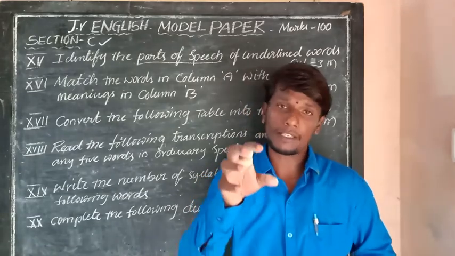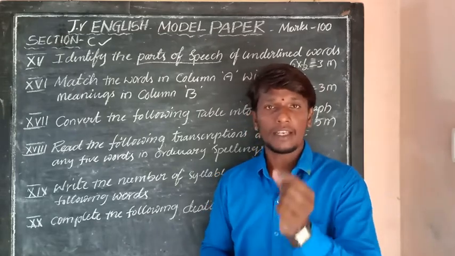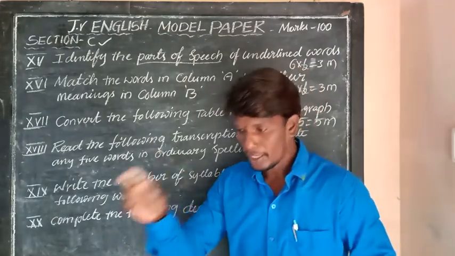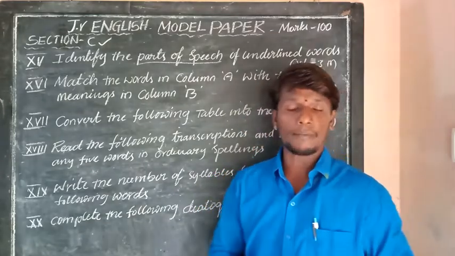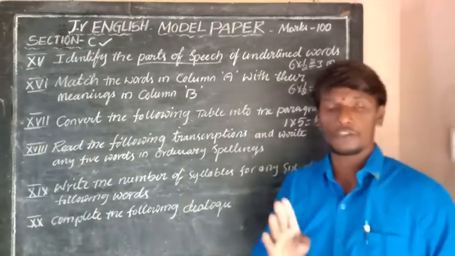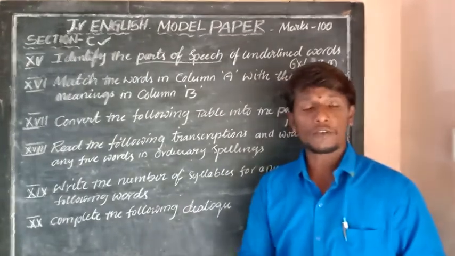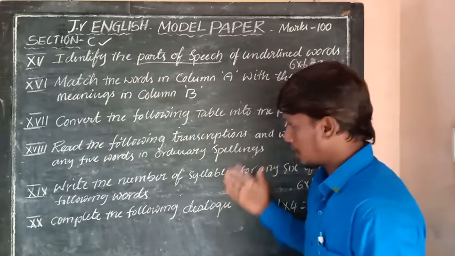How many syllables are there in a particular word? You need to count the syllables and write whether it is a monosyllabic, disyllabic, trisyllabic, tetrasyllabic or polysyllabic word. This question is for 3 marks. So you need to identify syllables for any 6 words, 6 into 1/2 is equal to 3 marks.